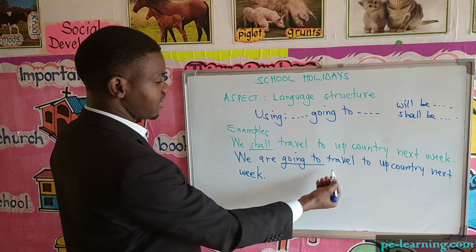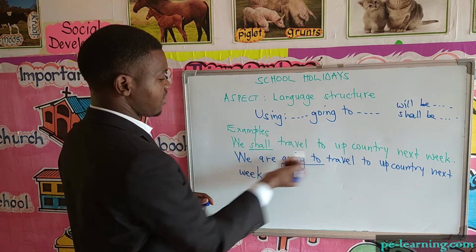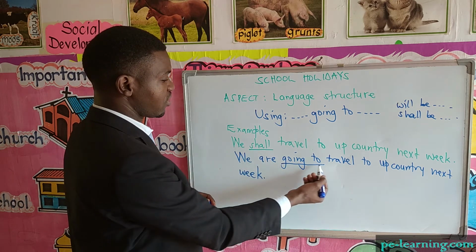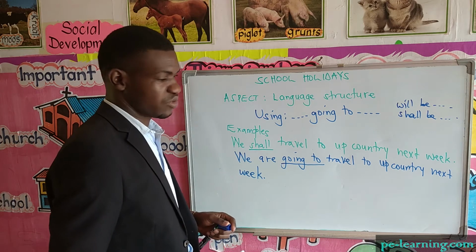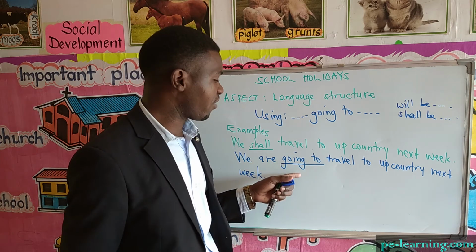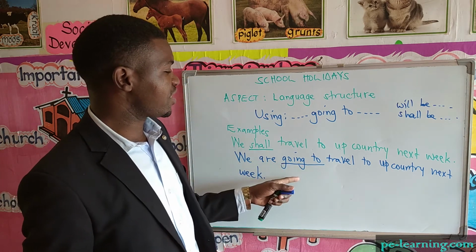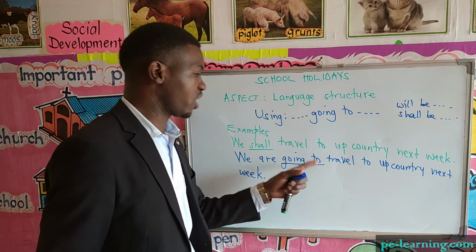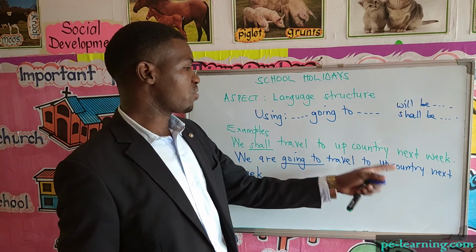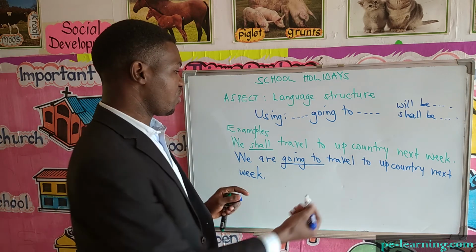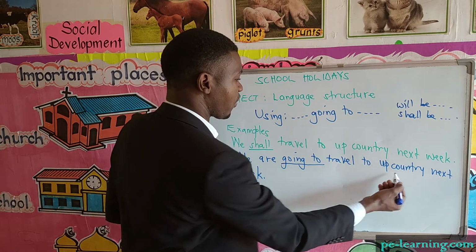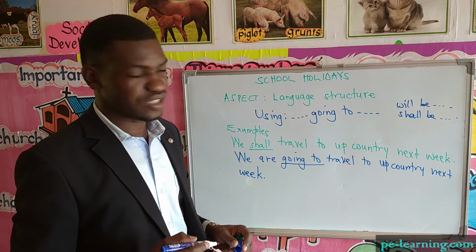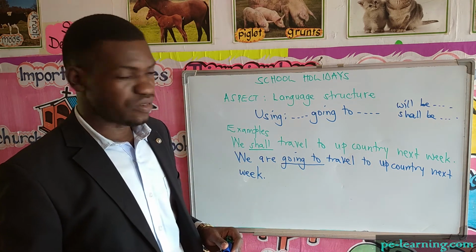So we have got this sentence from this other sentence that is in the future, but this time around we are not using shall, instead we are using the word going. So in simple terms, going to represents words that can also be used in the future. So it is still in the future. We are going to travel up country next week. We are using the words travel and up country, which are connected to our school holidays, if you remember, from our first lessons in the vocabulary.